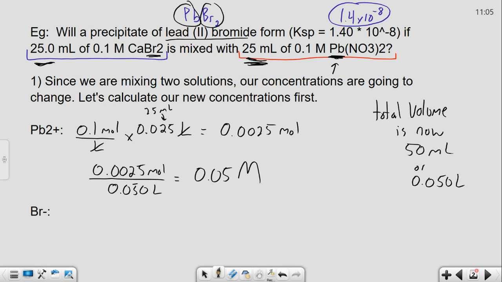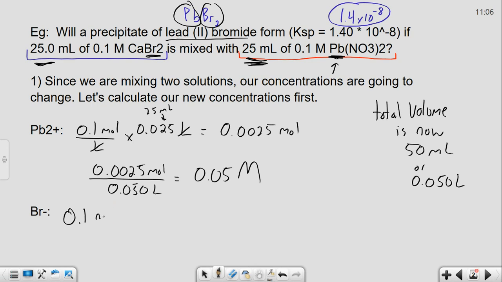Now I've got to figure out what my bromide is going to be. So, where's my bromine? Here it is. So I had 0.1 molar. Okay, I skipped a step on the lead 2 bromide, but it didn't actually affect my answer. But I'm going to show you here what I accidentally skipped.